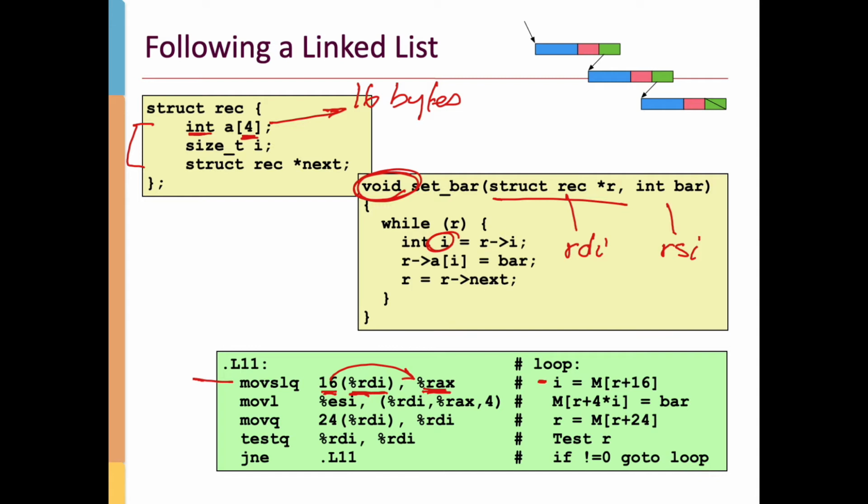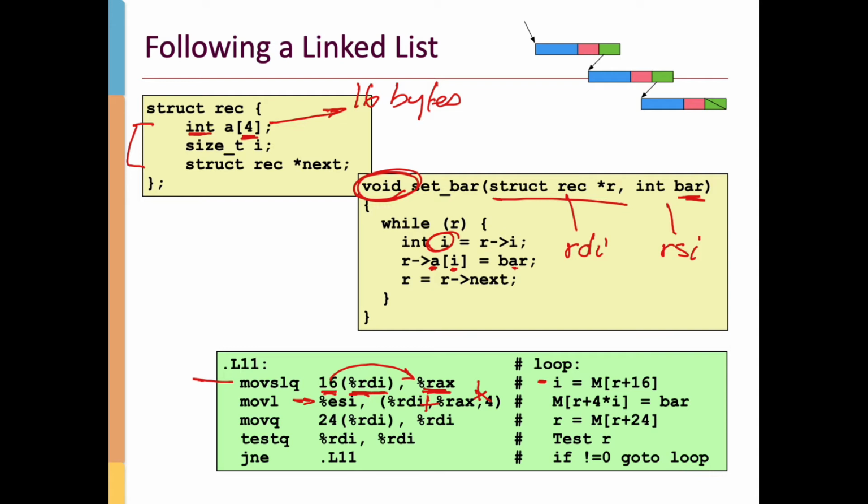Now in the next statement, we're trying to take bar and assign it to the ith element of that array A. Well, we know that bar is coming in as the second parameter, and that will be stored in RSI. So then in the second statement, the SI register is being used as the source of a move. So that's going to be the bar value. And where it's going to get stored is at RDI plus RAX times 4. We know that RAX is going to be the index into the A array, right?